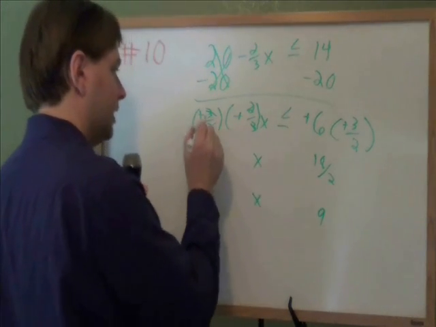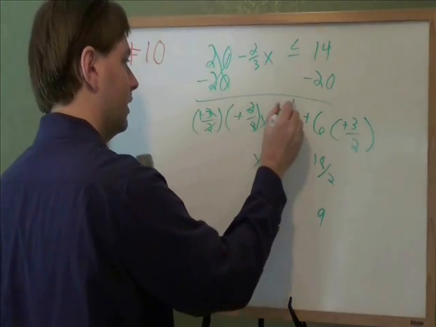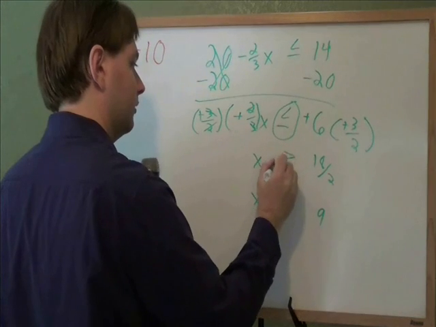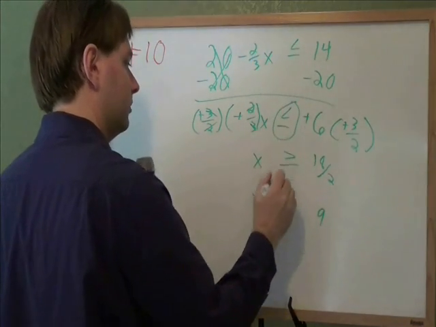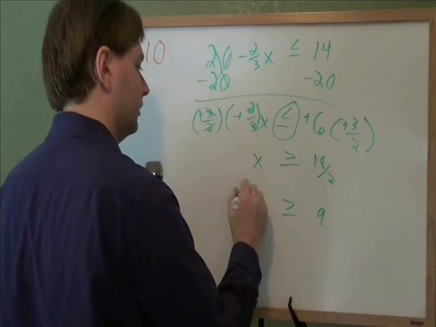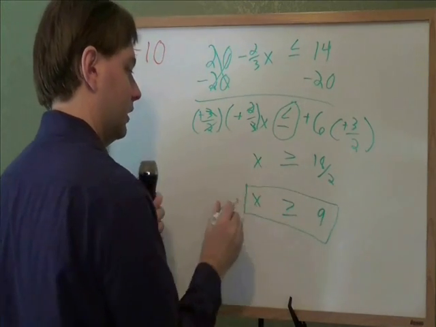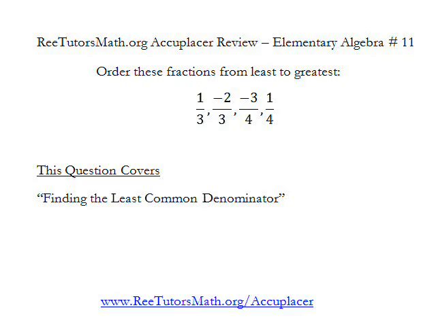Now one thing to remember, anytime that you multiply or divide by a negative, that will flip your inequality around. So instead of less than or equal to, we get greater than or equal to. And that's our answer. X is greater than or equal to 9.